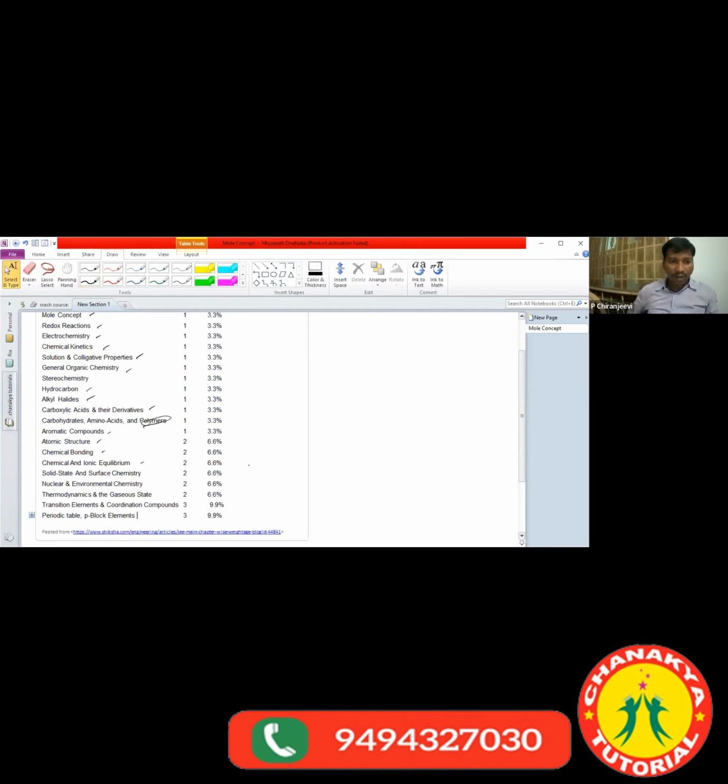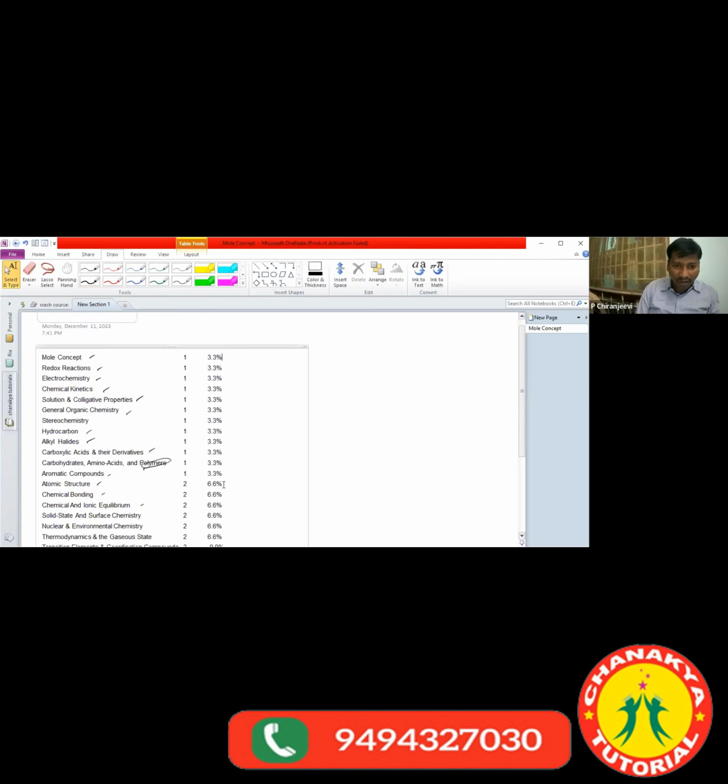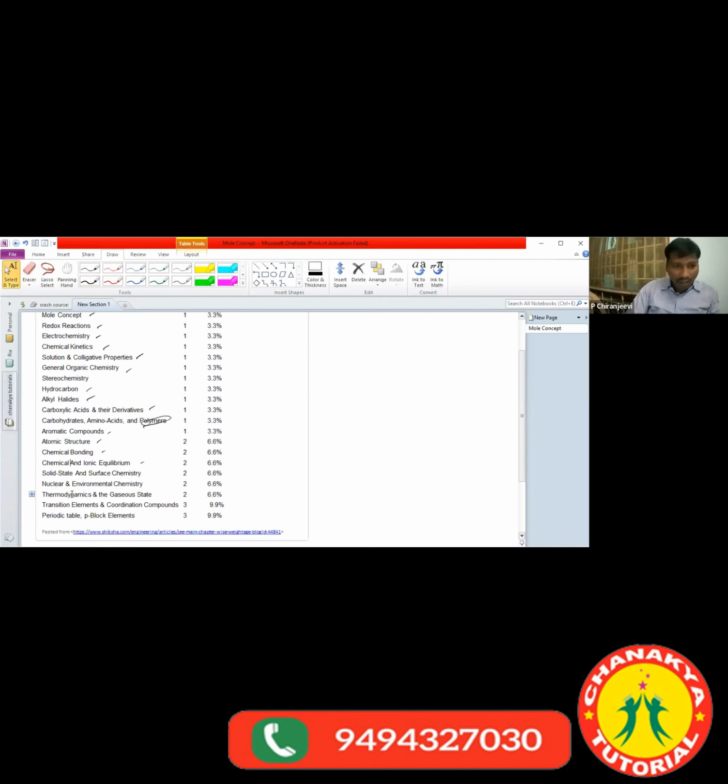See, thermodynamics is there. Thermodynamics, transition elements and coordination compounds, periodic table and p-block elements, which are deleted. I'm going to erase that one. What are the chapters that are deleted, that we are going to remove from the list? Now surface chemistry is also deleted, metallurgy is also deleted, and nuclear chemistry is also deleted.